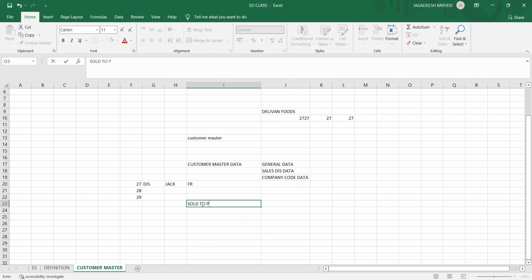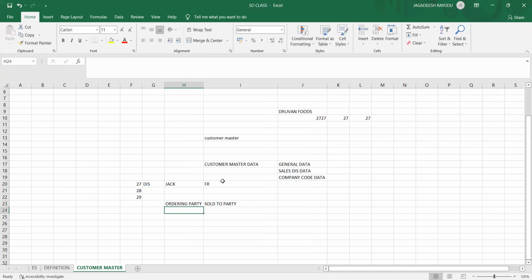the technical term, try to remember this: the person who places the order we call the sold to party. Sold to party means the ordering party. He is the party giving the order to us. This is the person responsible for giving the order. He is a legal person, like Jack is the legal person.